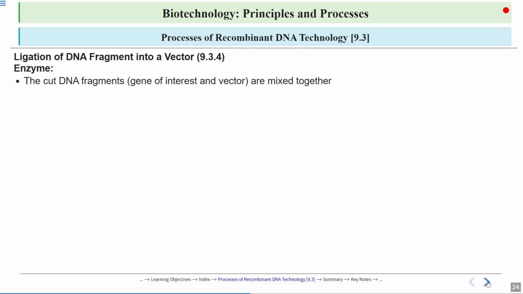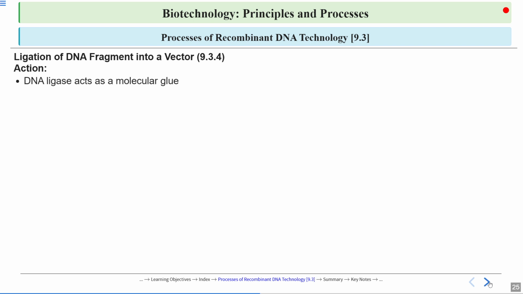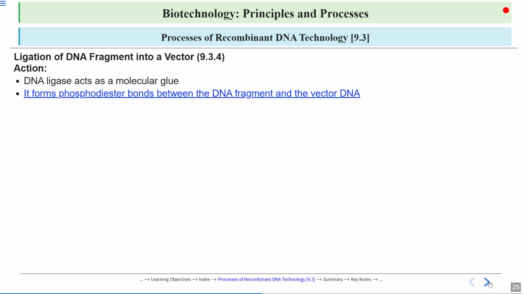The cut DNA fragments, that is the gene of interest and the vector, are mixed together. The enzyme DNA ligase is added to the mixture, and like this we will get our recombinant DNA as shown in the figure. That is how these two sticky ends that we generated using restriction endonucleases give us our recombinant DNA. This DNA ligase acts as a molecular glue. How does it act as a molecular glue? It forms the phosphodiester bond between the DNA fragments and the vector DNA, and it results in the formation of the recombinant DNA molecule.